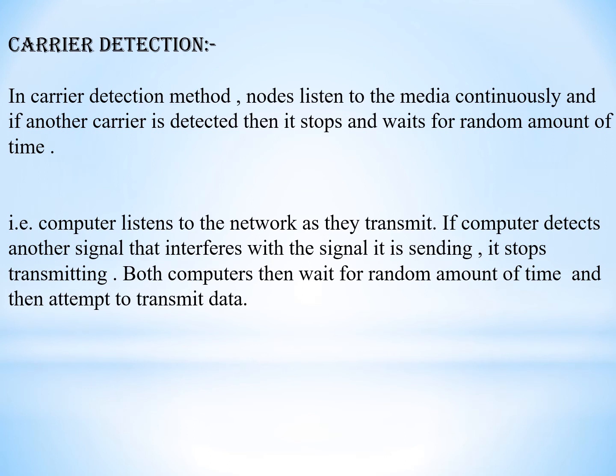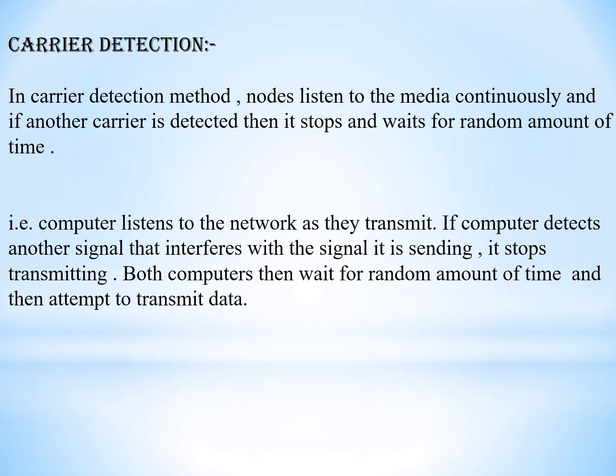The computer listens to the network as it transmits. If the computer detects another signal that interferes with the signal it is sending, it stops transmitting. Both the computers then wait for a random amount of time and then attempt to transmit the data. That is, in carrier detection, both the computers will be given equal intervals of time for the transmission. For this many seconds, if one computer is transferring, the other computer will quiet down. Then when the other computer is transferring, the first one will quiet down. In this way, both of them will be transmitting the data.